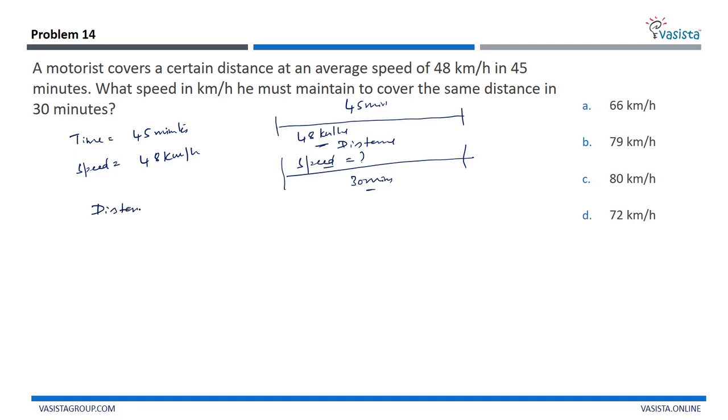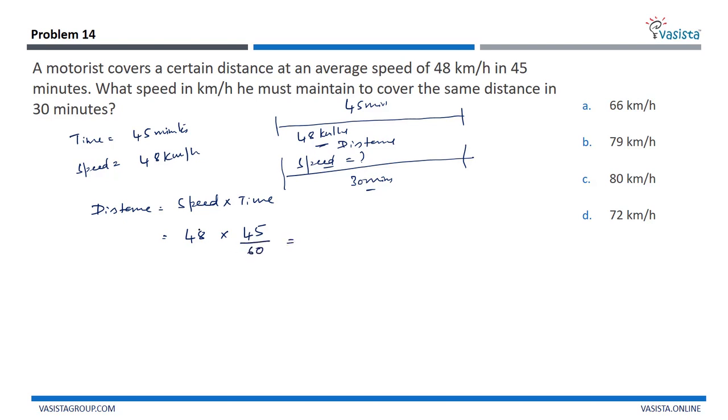Distance is equal to speed into time. What is the speed now? Here speed is 48 km per hour into time, which is 45 minutes. But we must convert it into hours, so I am going to divide by 60.